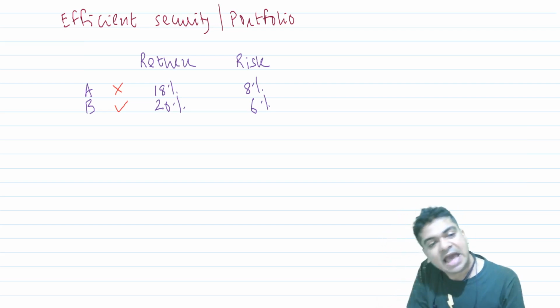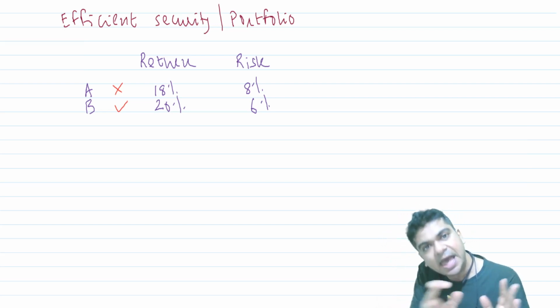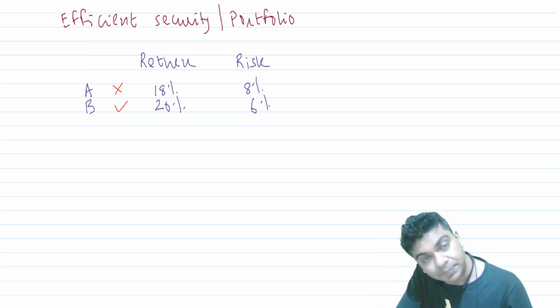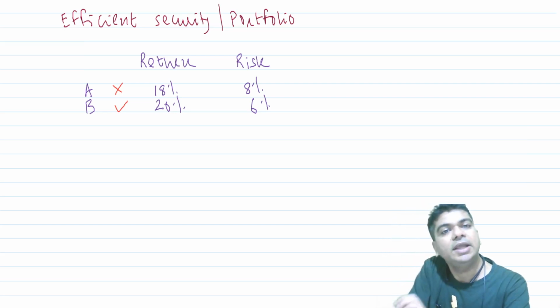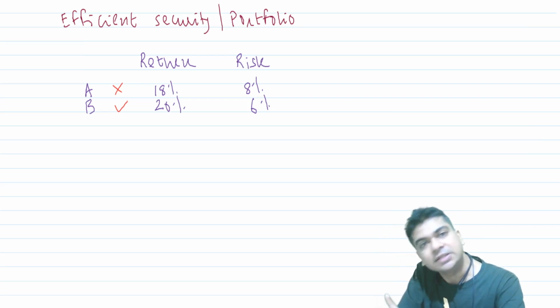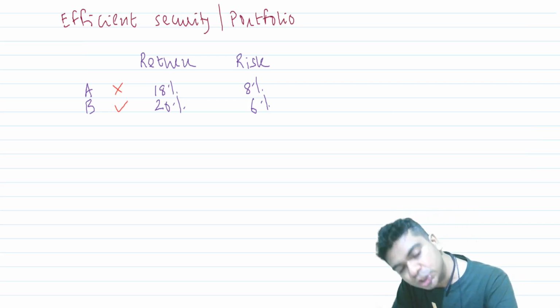So obviously I will accept security B and I will reject security A. In terms of Harry Markowitz model, security A is inefficient and security B is efficient.